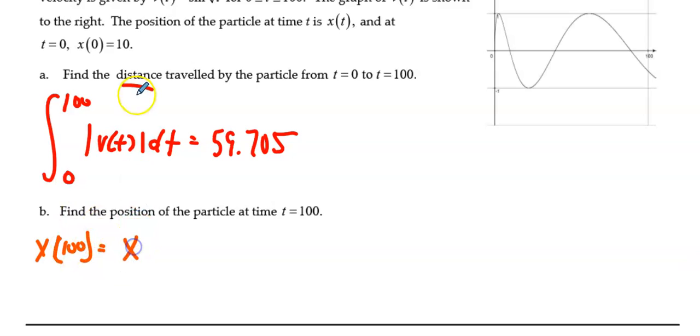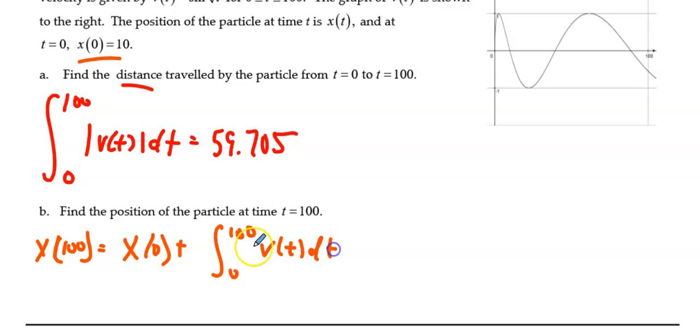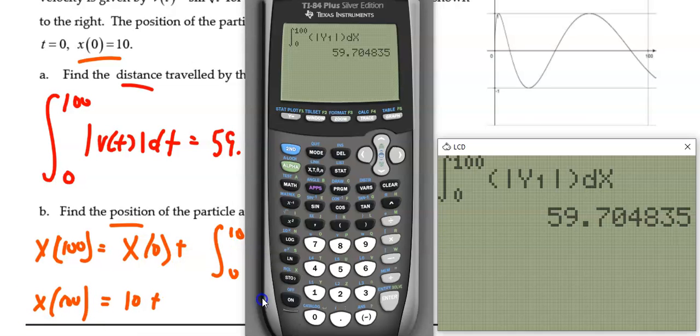So this one, we do care about the initial. So this is our total change. So this is what we want right here. So to find the actual position, where are we at time equals 100? We have to incorporate our initial plus this. And so what we're going to do now is go back to our graphing calculator.